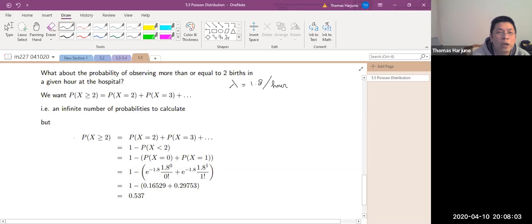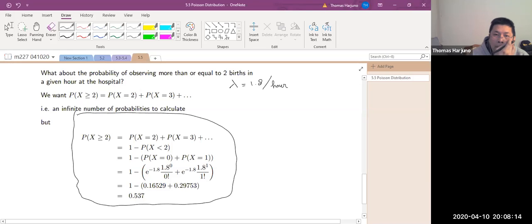Now, this is the way they compute it. That's because they don't use the TI-83 or 84, so they are more into the theoretical approach. By the way, that's the way I taught my class in the past. But right now, because we have a calculator, the probability that there are 2 or more births is equal to 1 minus the probability of fewer than 2. Two or more means it starts from 2 and goes to infinity.